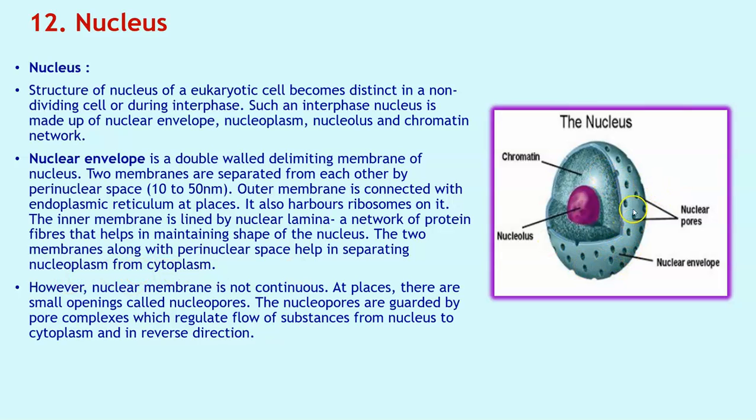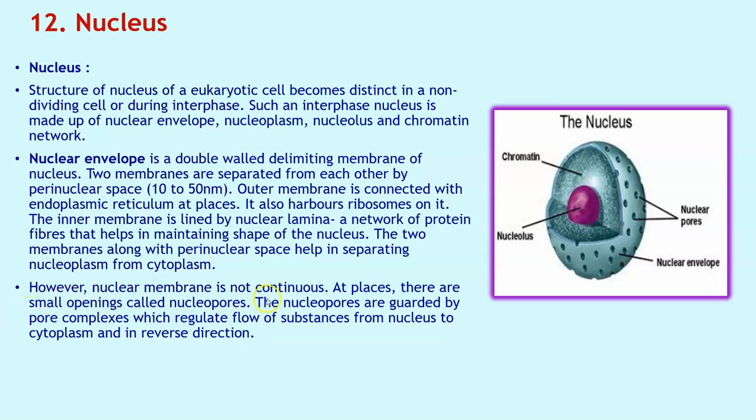So you have these two membranes, the outer membrane and the inner membrane. Now the inner membrane is surrounding the nucleoplasm which is present inside the nucleus, and the outer one separates the inner contents of the nucleus from the remaining cytoplasm.